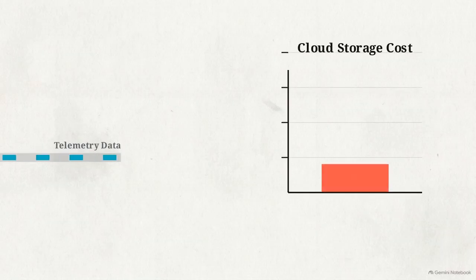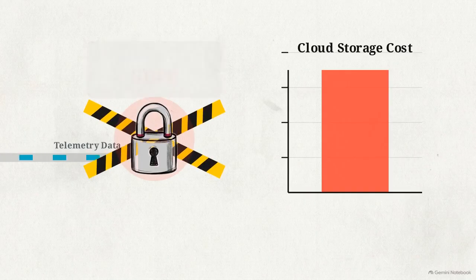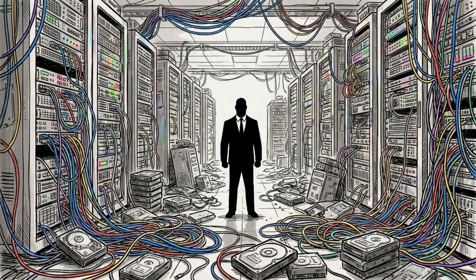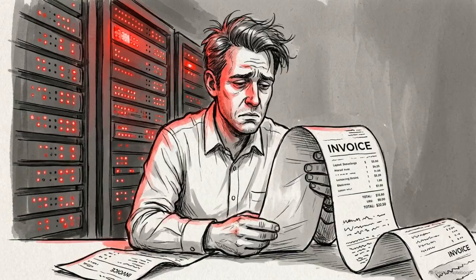Storing months of telemetry data in the cloud is expensive, and tracking that much employee activity introduces complex privacy hurdles under regulations like GDPR. More data only improves security if you can actually use it. Without rigorous filtering, EDR becomes a noisy and expensive distraction, rather than a defense.